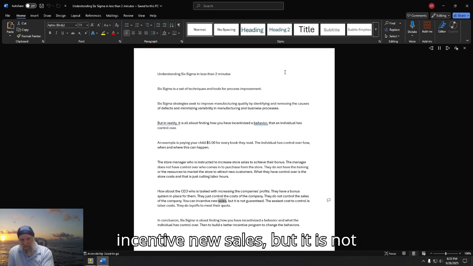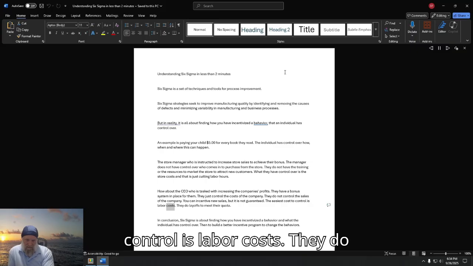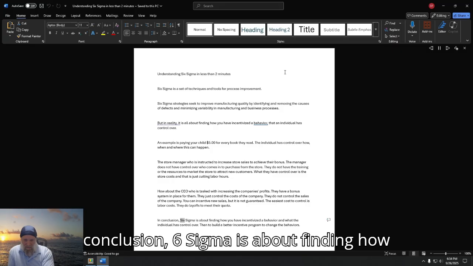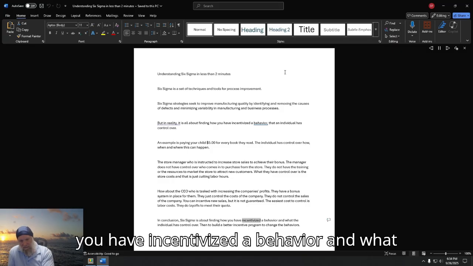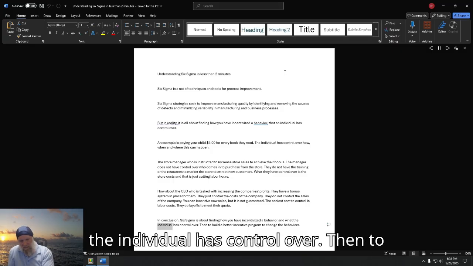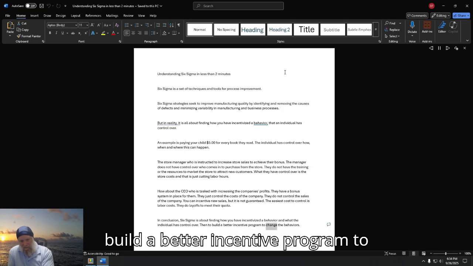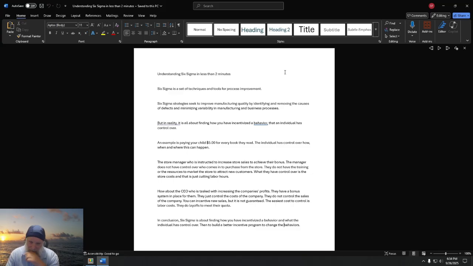You can incentivize new sales, but it is not guaranteed. The easiest cost to control is labor costs. They do layoffs to meet their quota. In conclusion, Six Sigma is about finding how you have incentivized a behavior and what the individual has control over. Then to build a better incentive program to change the behaviors.